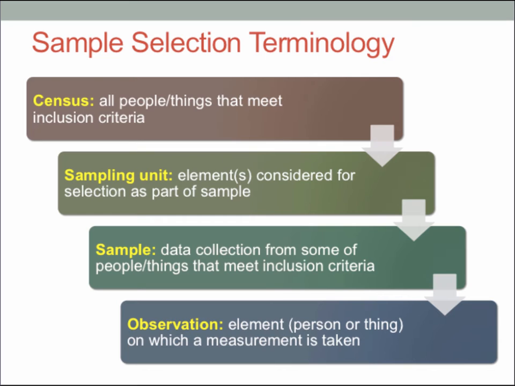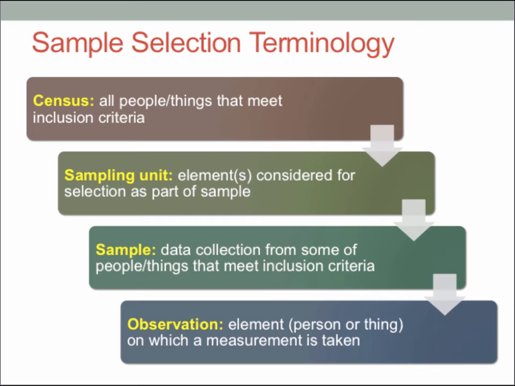But then we actually start collecting data from the sample itself, which would be data collection from just some of the people or some of the things that you have identified within your sampling unit.